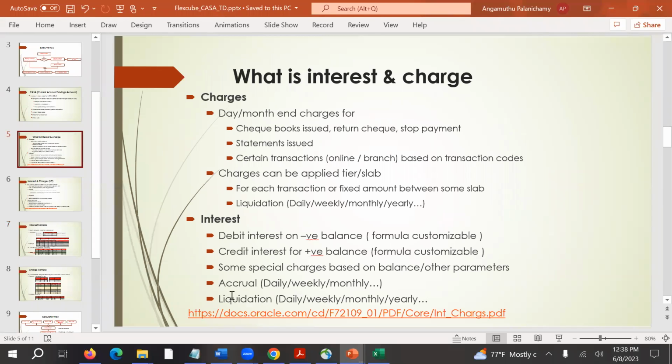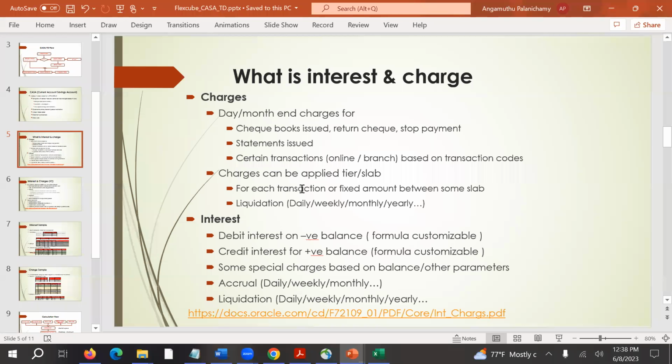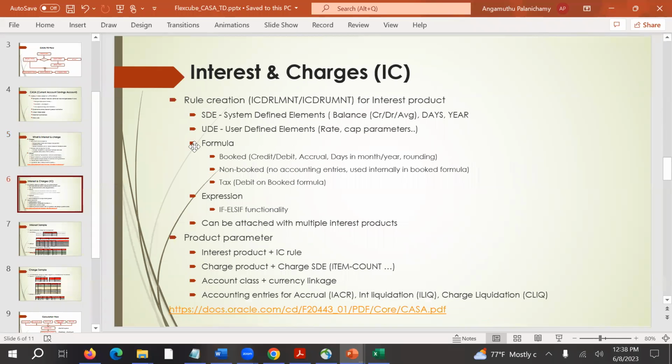And this is about the interest, and again we have the screens. I'll show you how this works. Before going to the interest product, first we need to create the rule. First we'll go to the interest product, then I will come to the charge product. Before creating the interest product, the underlying rule has to be created first.